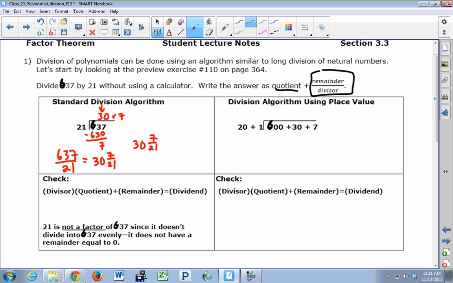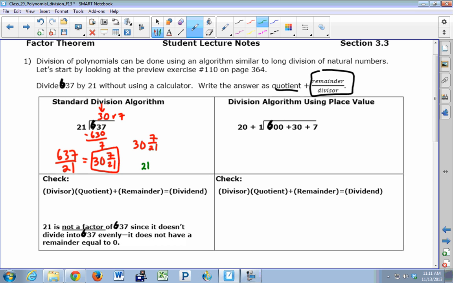Now, how would you check this particular problem? How would you check that 37 21s really is indeed 637? What would you do? What would your process be? If I asked you what that equaled. Yeah, what would you multiply?